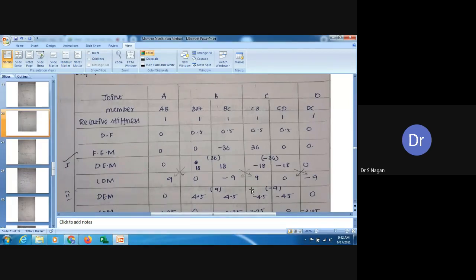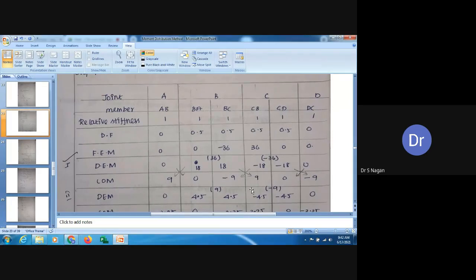So initially while teaching them, we will teach this concept: how distribution is taken care of, how moments are carried over. If you apply a moment at one end of a member, half the moment will be carried over to the far end. Therefore, carryover factor is the ratio of the moment carried over to the moment applied. That is the definition for carryover factor.